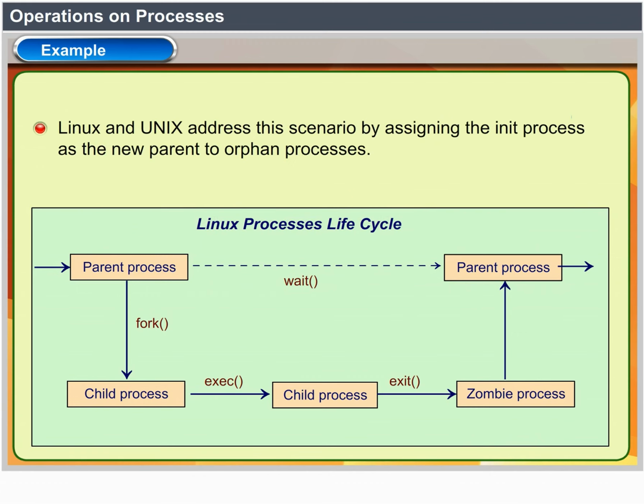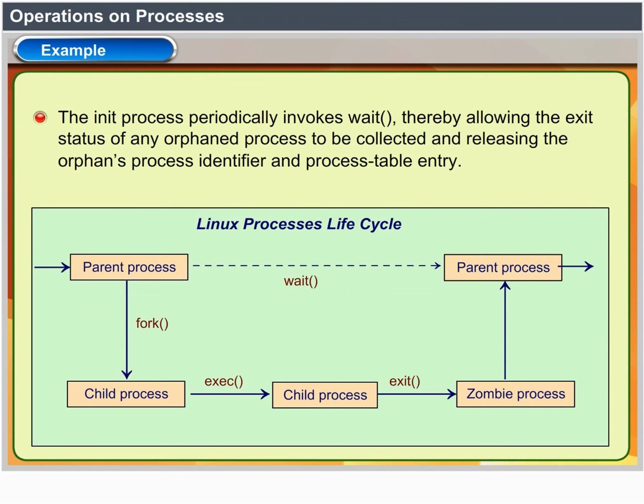Linux and Unix address this scenario by assigning the init process as the new parent to orphan processes. The init process periodically invokes wait, thereby allowing the exit status of any orphaned process to be collected and releasing the orphan's process identifier and process table entry.